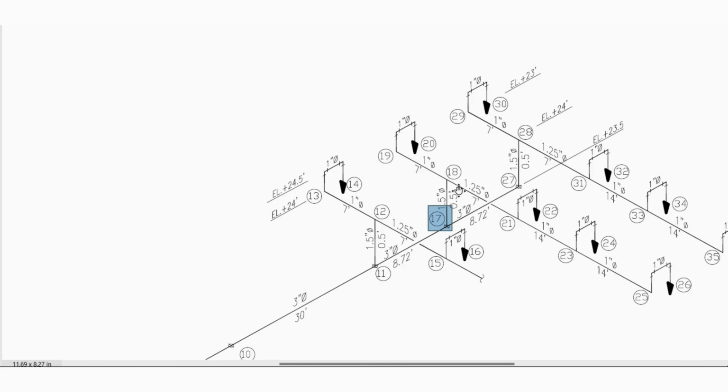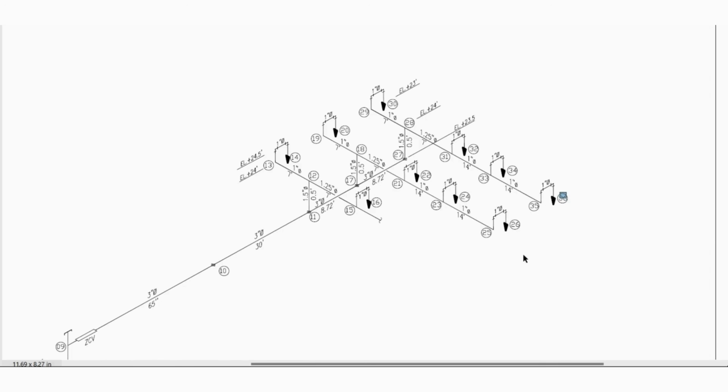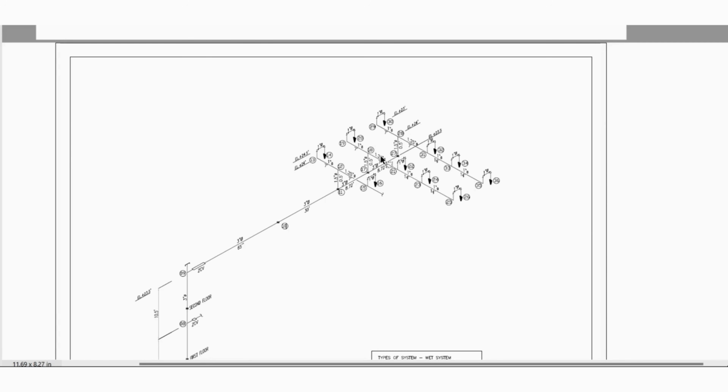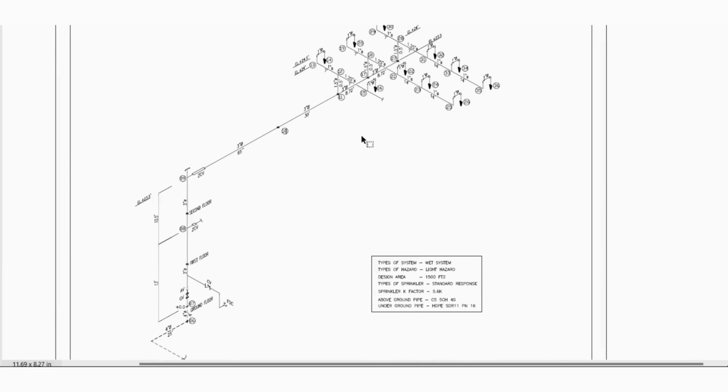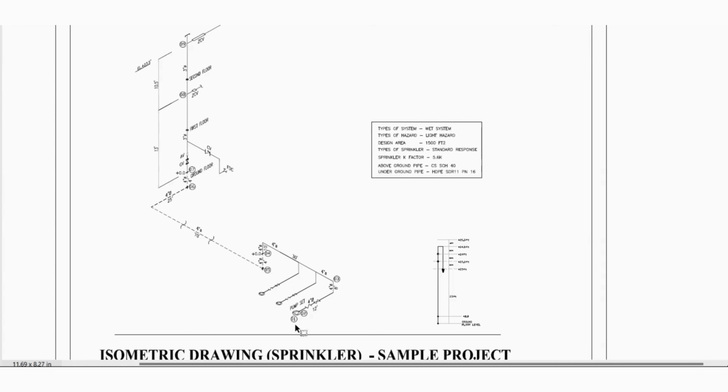So in this way we need to put all the nodes 18, 19, 20, 21, 22, 23, 24, 25, 26, 27, 28, 29, 30, 31, 32, 33, 34, 35, 36. So there are a total of 36 nodes we have shown in our isometric. All these nodes have to be entered in the Elitefire software, in edit pipe data.